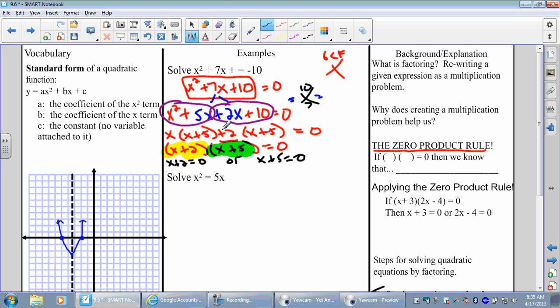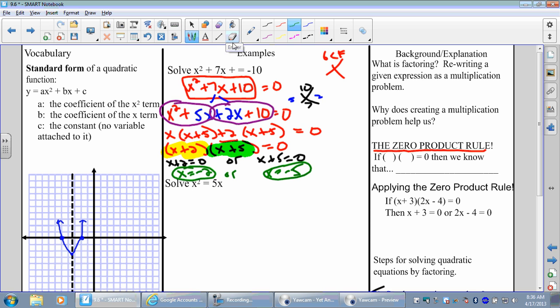So we have mini equations that happen to be linear mini equations, all right? Meaning they're degree 1, meaning, hey, we should be pretty good at this point of the year in solving those. So how do I solve this? I move the 2. X equals negative 2. Or x equals negative 5. Those are our 2 solutions. Now, how many solutions will we have? Well, that comes back to how many zeros would the graph of a quadratic have.